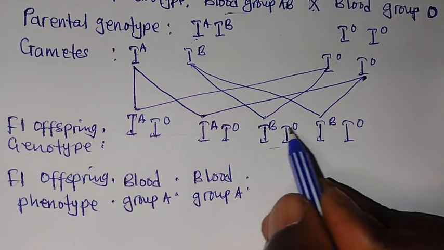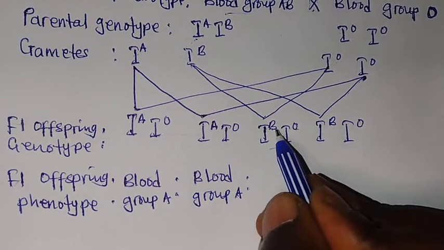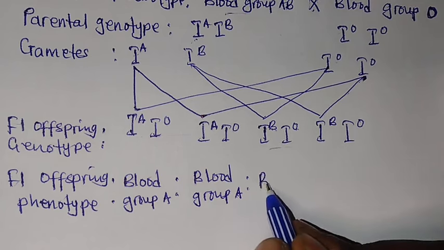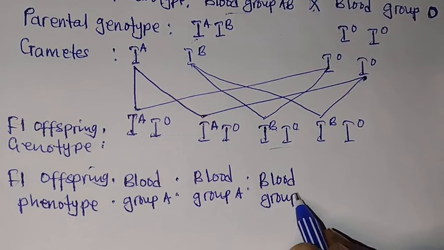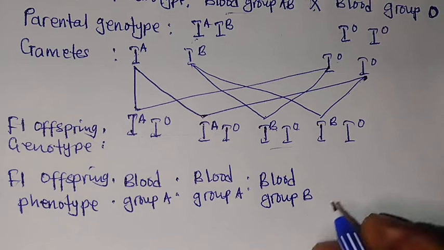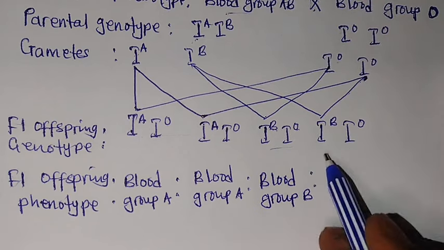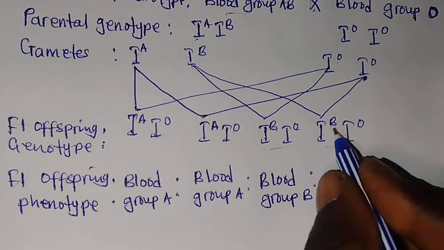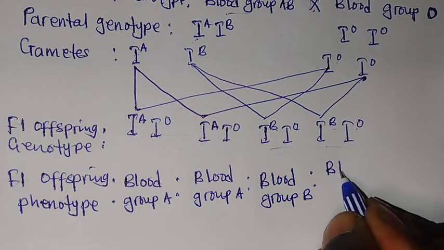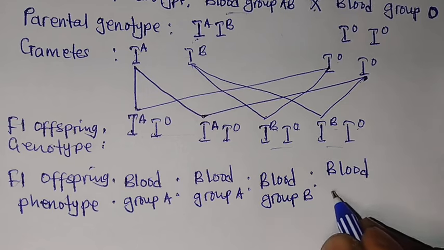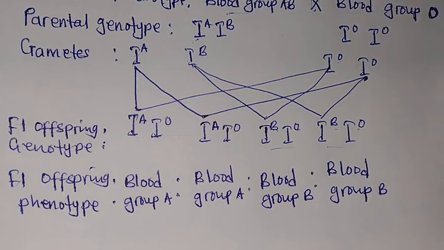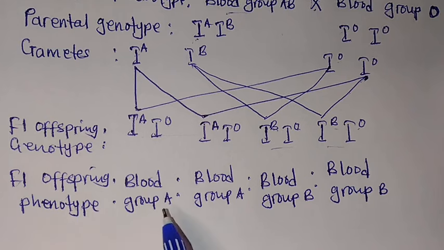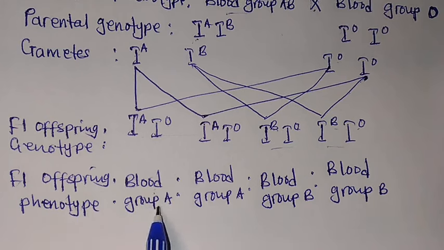We come to this one. We have BO. So recessive, dominant. So this is blood group B. This is blood group B. Then we come to this one, again BO. So this is blood group B as well. You can see from the offspring phenotype that we have children who had blood group A, and there were 2 of them.